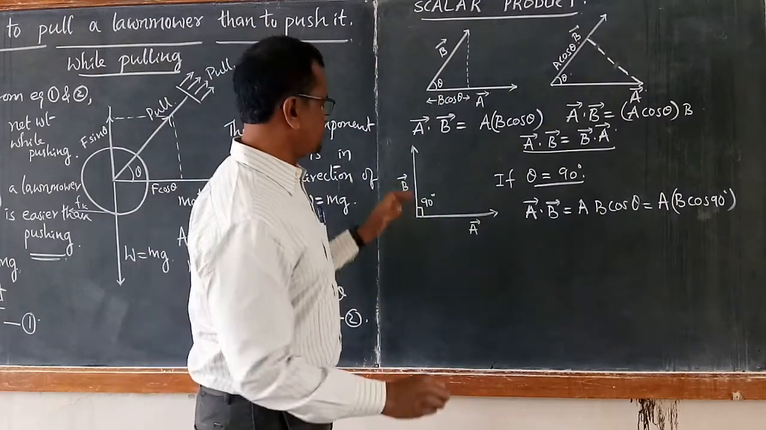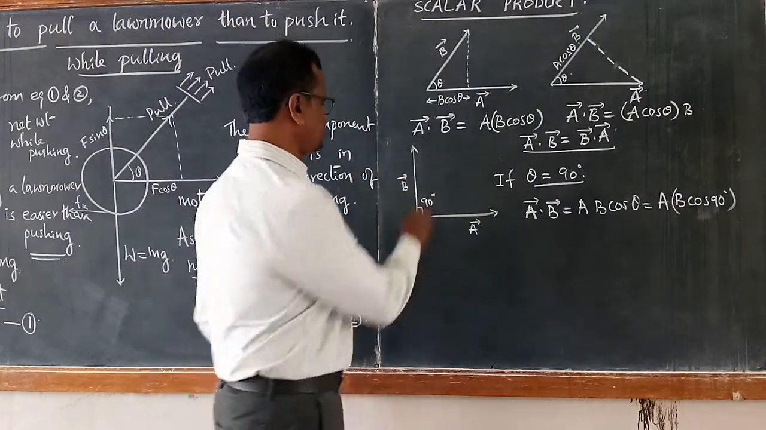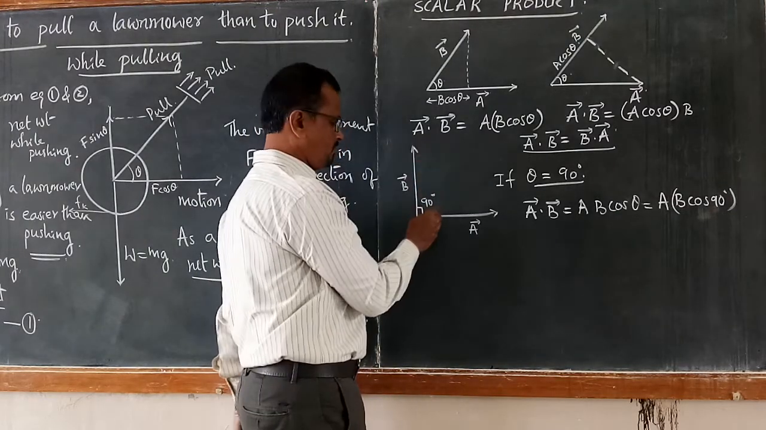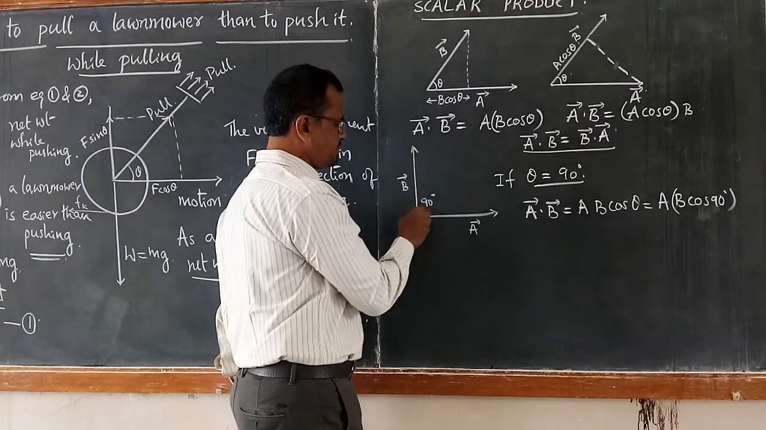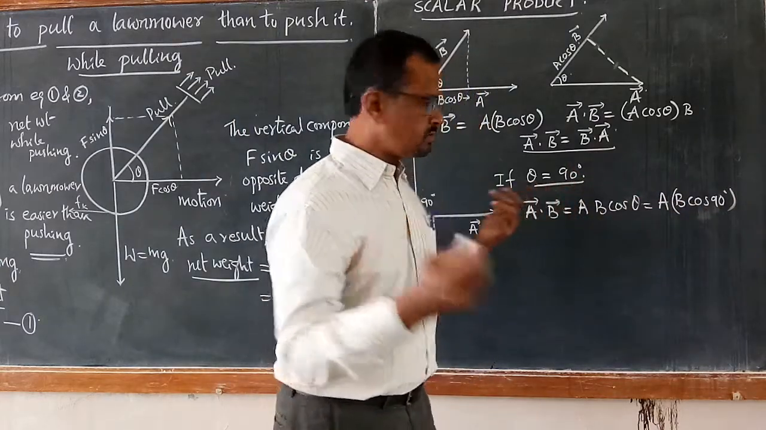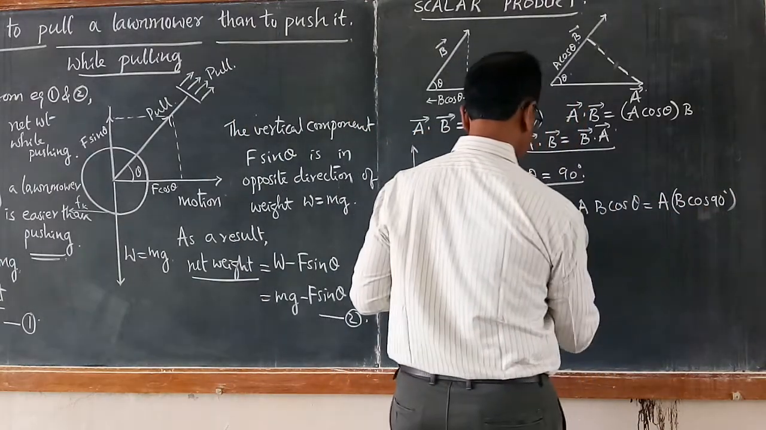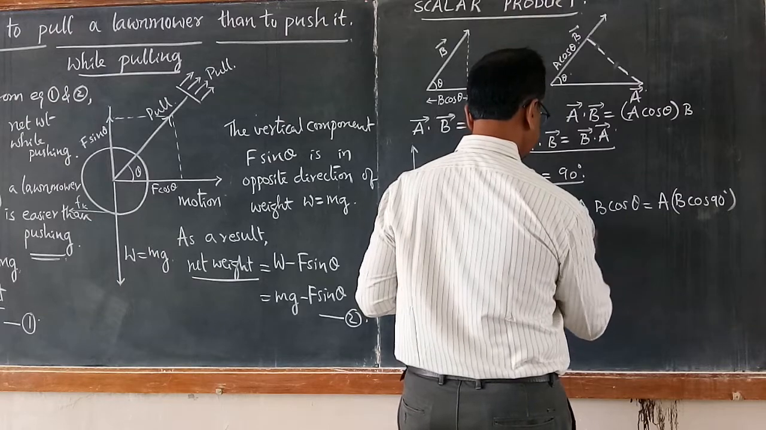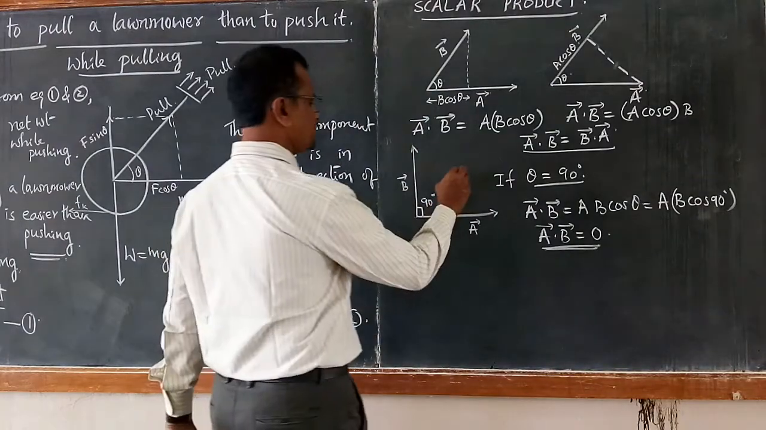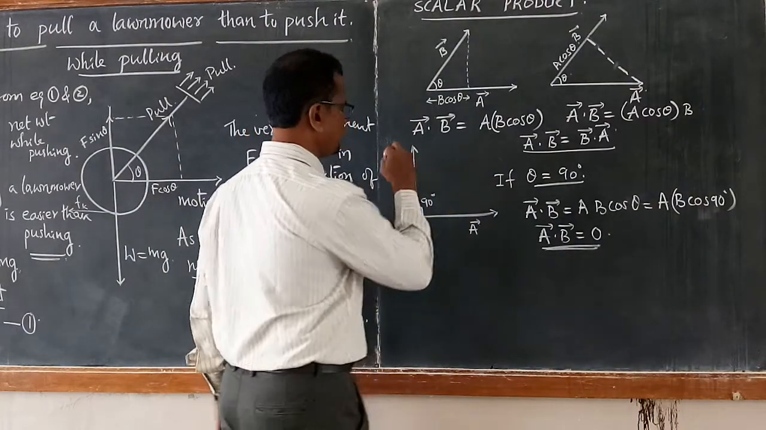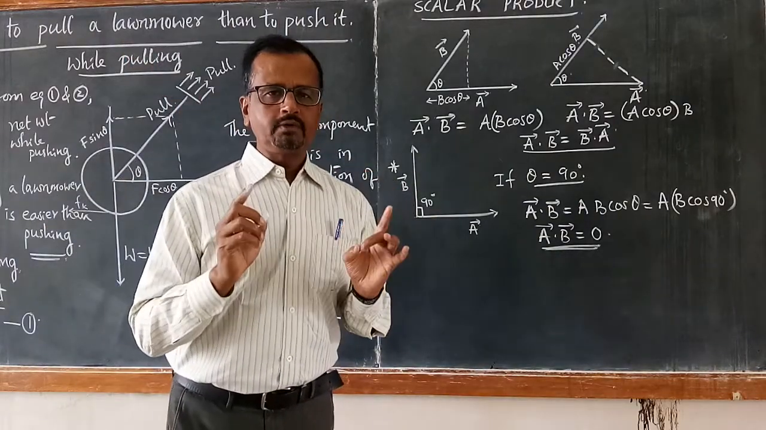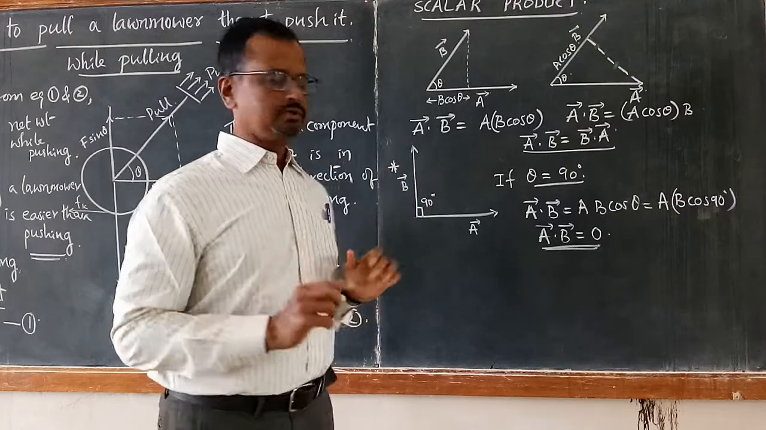What does it mean? The component of B on A is along the same line. If you draw a perpendicular from the tip of B on A, is it not along the same line? So the component becomes 0. So B cos 90 becomes 0. Therefore, in such a case, A dot B becomes 0. This is a very important point: if vectors are perpendicular to each other, their dot product or scalar product becomes 0.